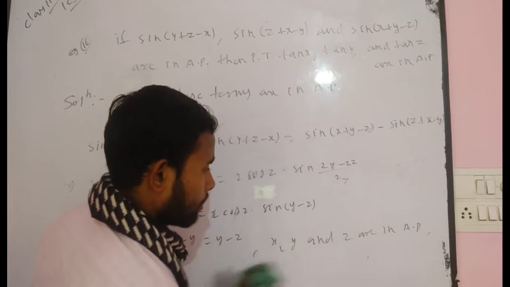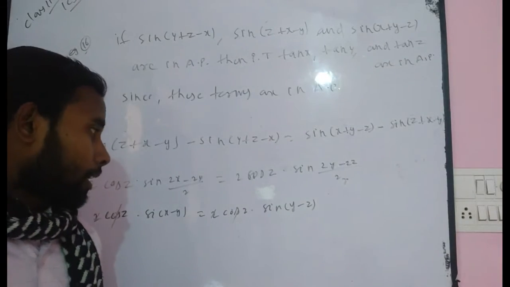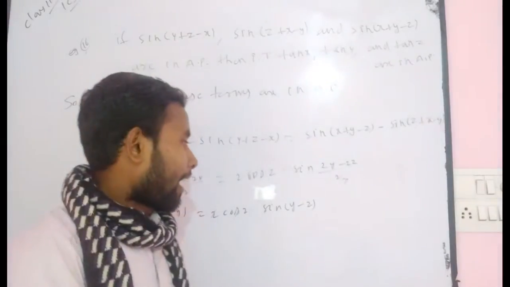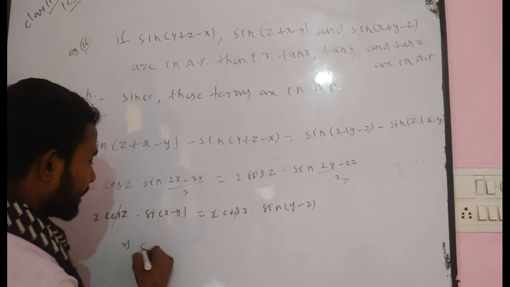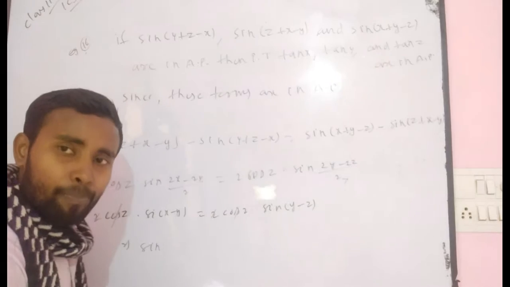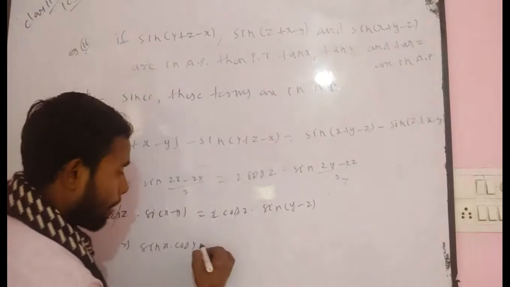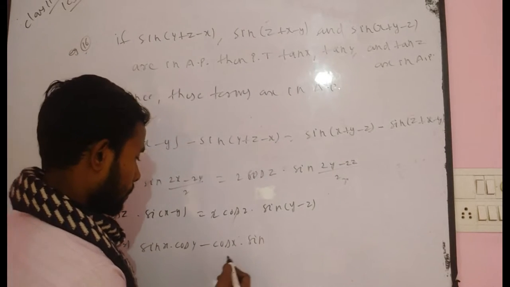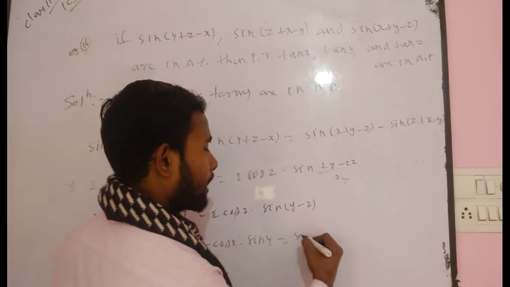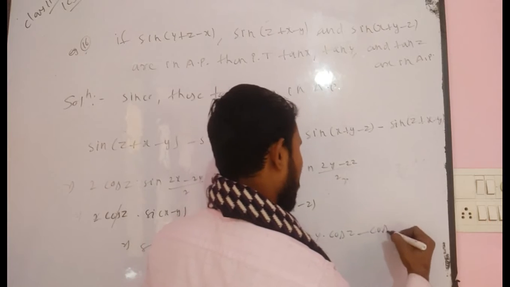Now, I think here algebraically, so I write this line, remove it. Here you get sin(x minus y). Sin(x minus y) is equal to what? Sin x into cos y minus cos x into sin y is equal to, similarly you get here sin y into cos z minus cos y into sin z.